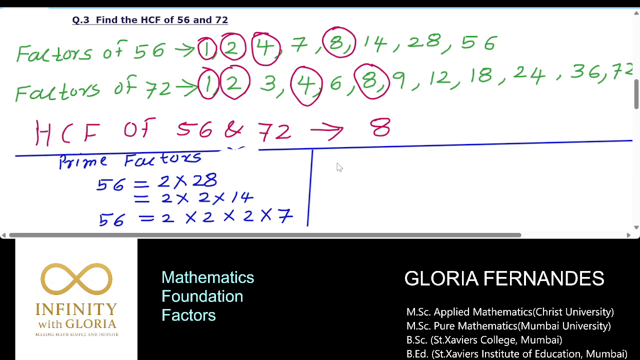Now next is 72. How do I factor 72? So 2 times 36, then I have 2 times 18, because 18 twos are 36.